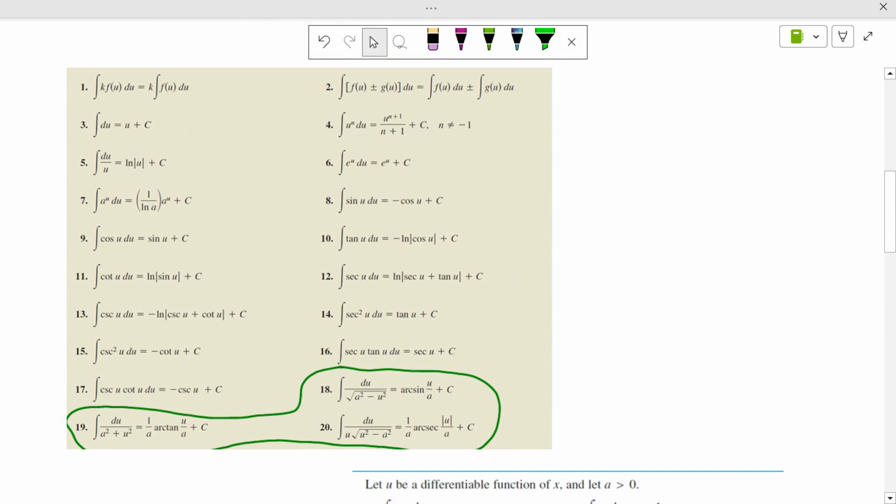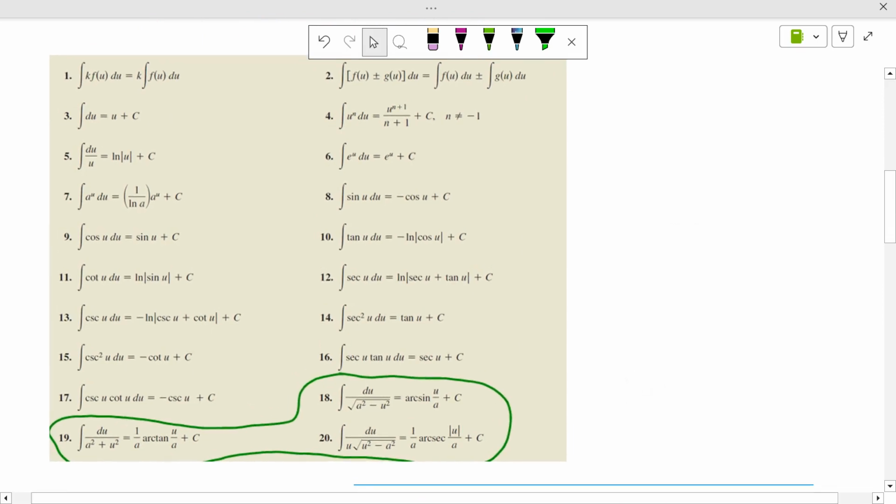If you want to see this, watch the video. If you want all these written on your note card, you can write all these on your note card. These are all of our integrations. The integral of du is u plus c. 1 over u is ln of u, and so on. These are all 20 of our integrations, basically, where these three are really important.